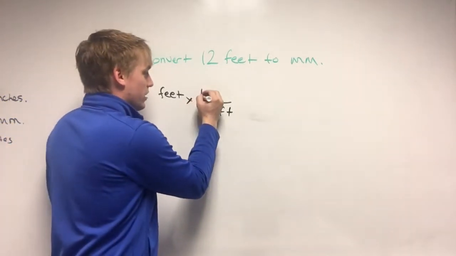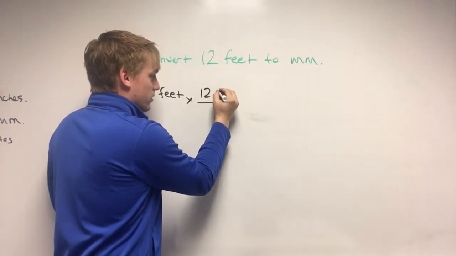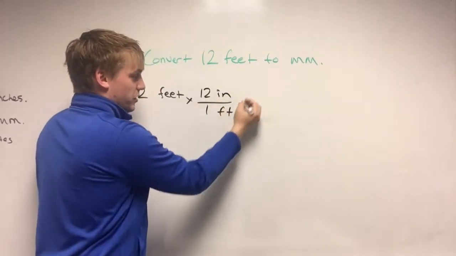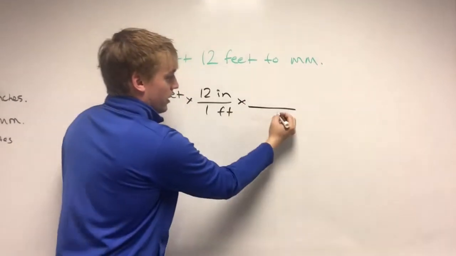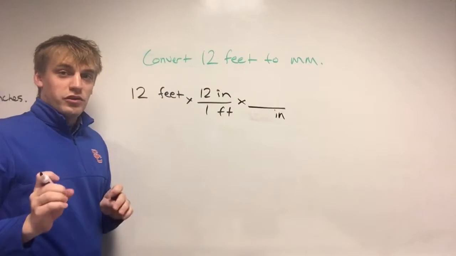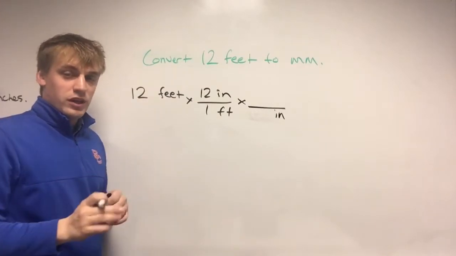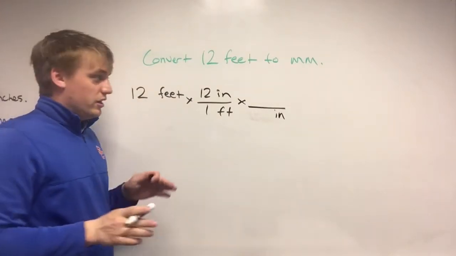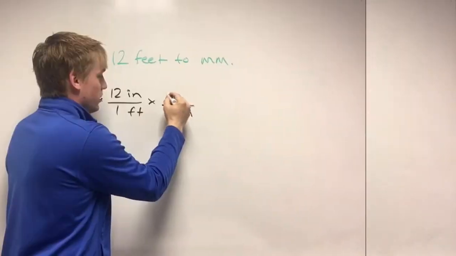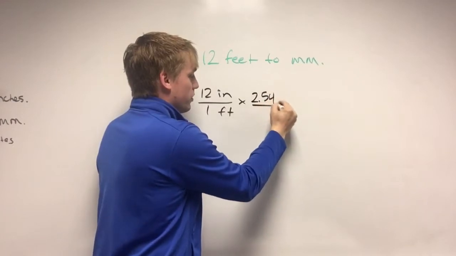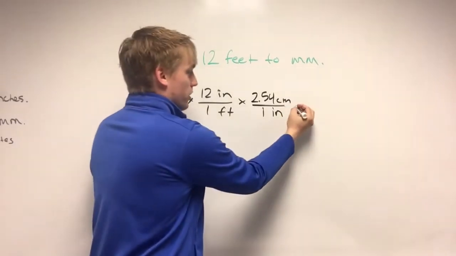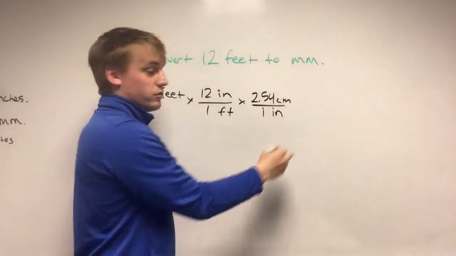Well, there's 12 inches in 1 foot. I'm not to millimeters yet, so I'm going to go times. Okay, inches has to go down here. Now, the conversion that gets us between the metric system and the standard unit of measure, the customary system, is 2.54 centimeters in 1 inch. Okay, we're not quite to millimeters yet, so we're going to keep going.